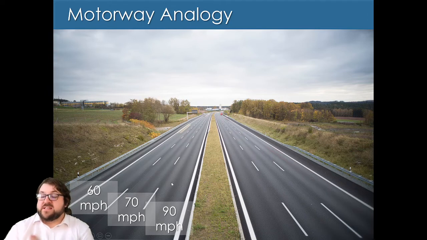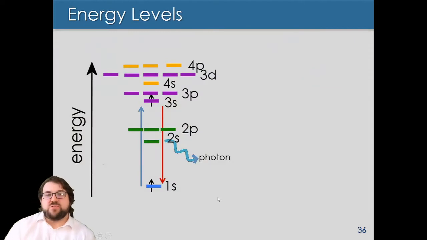And to go from 70 to 90, I've got to add exactly 20 miles per hour's worth of energy to the vehicle. And to go back down again, that energy has to be given out, doesn't it? If you're going at 90 miles per hour and you're going down to 70 miles per hour, you have to put on the brakes, you have to expend that energy in the form of heat, so that you can go back down into that 70 mile per hour path. The same is true for an atom.